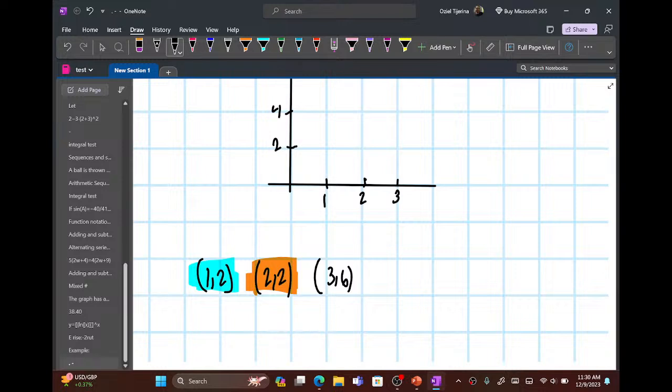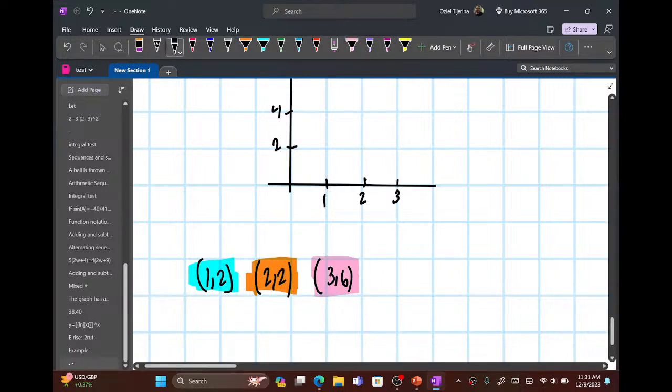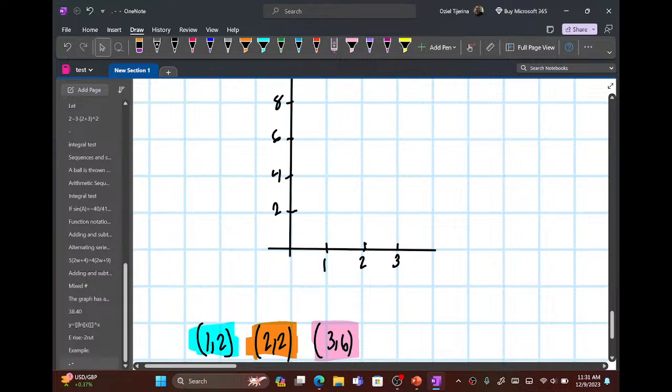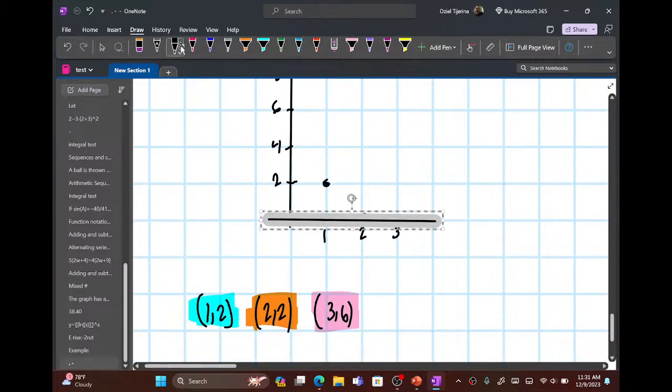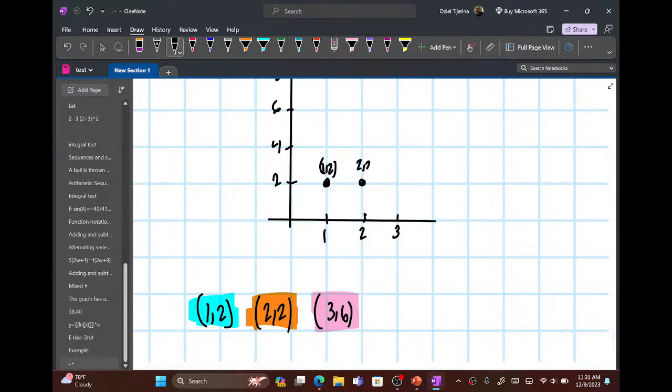So I mean, clearly it is a function, so we can see that. So 1, 2 is right here. 2, 2 is over here. And then 3, 6 would be like right here. And this is okay because, you know, you can have repeating y terms, just no repeating x terms.